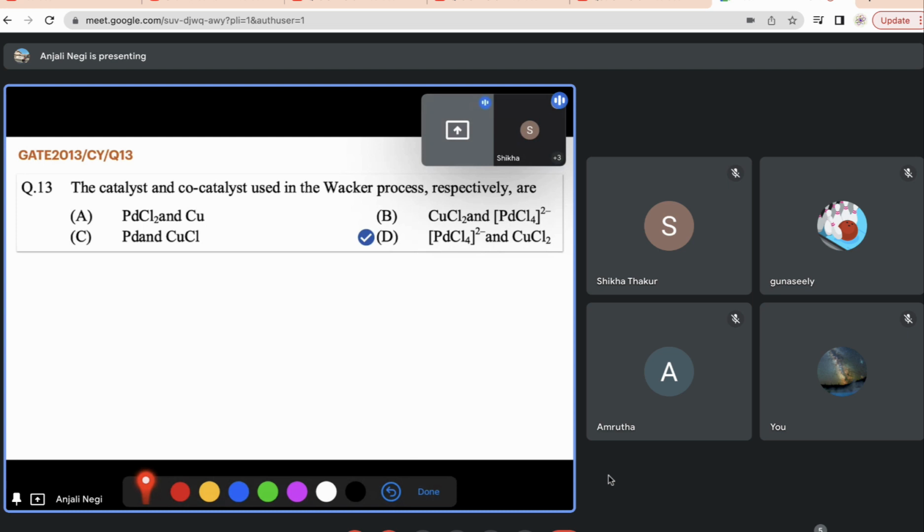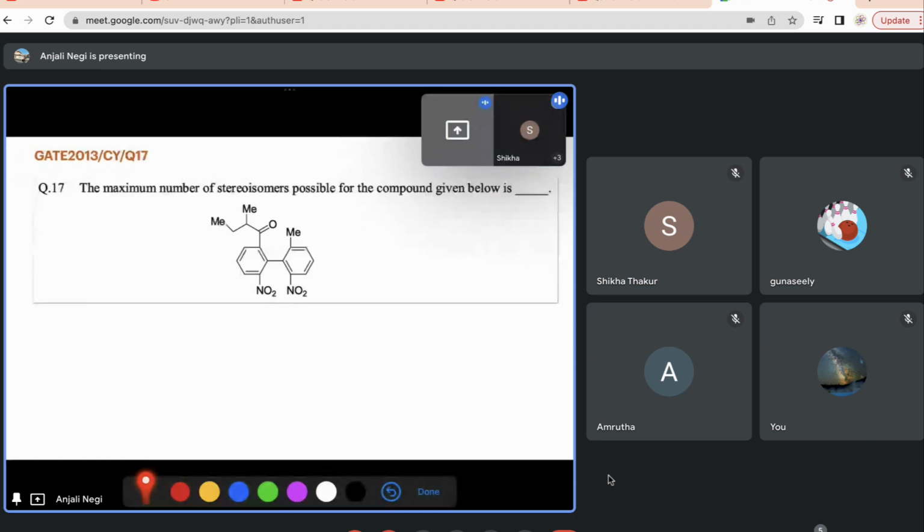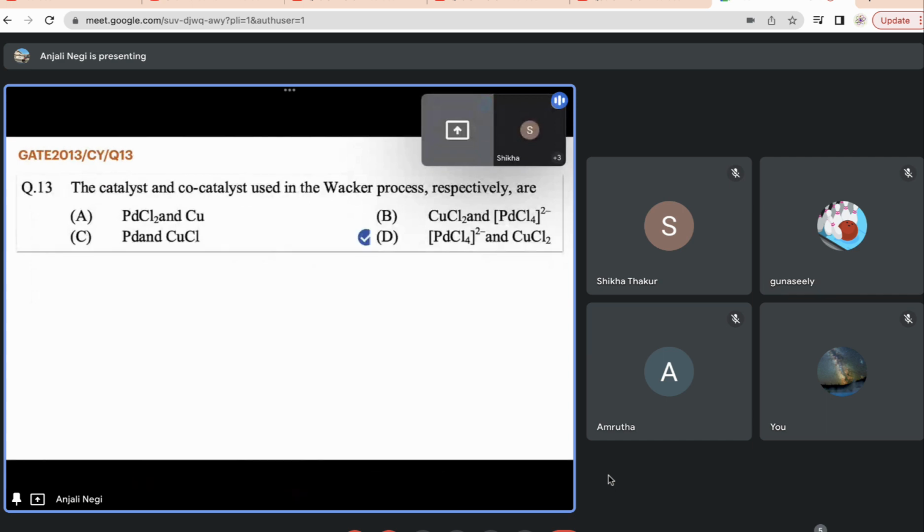So also, in option B and D, I can see that they have used this word "respectively." The first catalyst in the mechanism is PdCl4 2 negative, and then later CuCl2. So the word "respectively" is very important here, and you have to check that B and D are the same options with the same catalysts, but only the order is different. So look into that also. Yes, so the correct option is D.